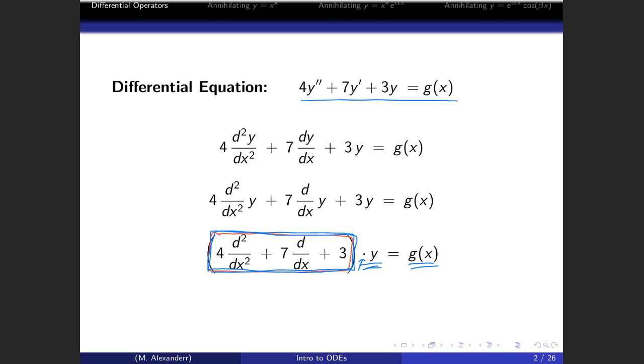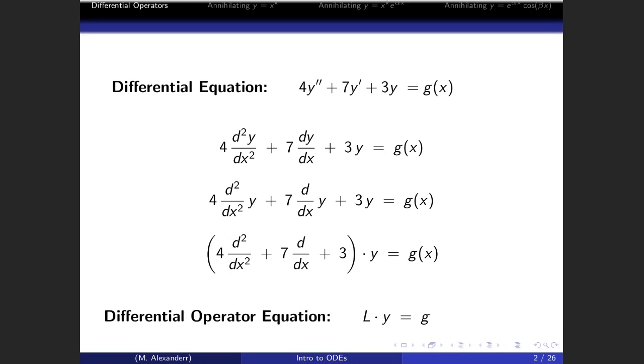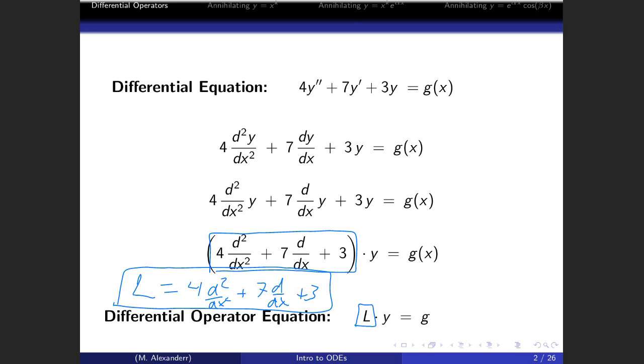So now we are ready to change our original differential equation, which is in the calculus language, into the operator equation. This is what we mean. This blue box that we had written down is going to be your L. So what we're saying is L is equal to 4 d squared dx squared plus 7 d dx plus 3. L does not have a y in there. This is your operator.